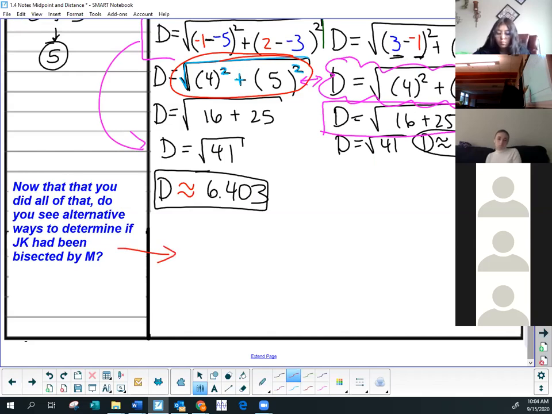All their alternatives. Yep. And the big alternative is going to be the Pythagorean theorem.